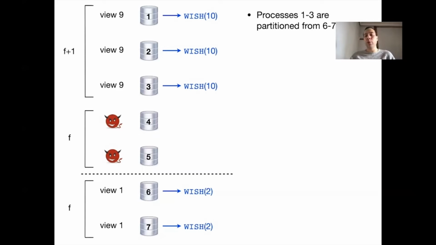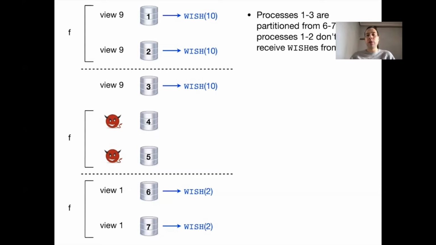Now, imagine we are still before GST, and now the group of processes 1 to 3 itself gets partitioned into two subgroups. Processes 1 and 2 are on one side, and process 3 is on the other. And what we have is that processes 1 and 2 don't receive any messages sent by process 3, but process 3 does receive messages sent by processes 1 and 2. This can happen before GST.